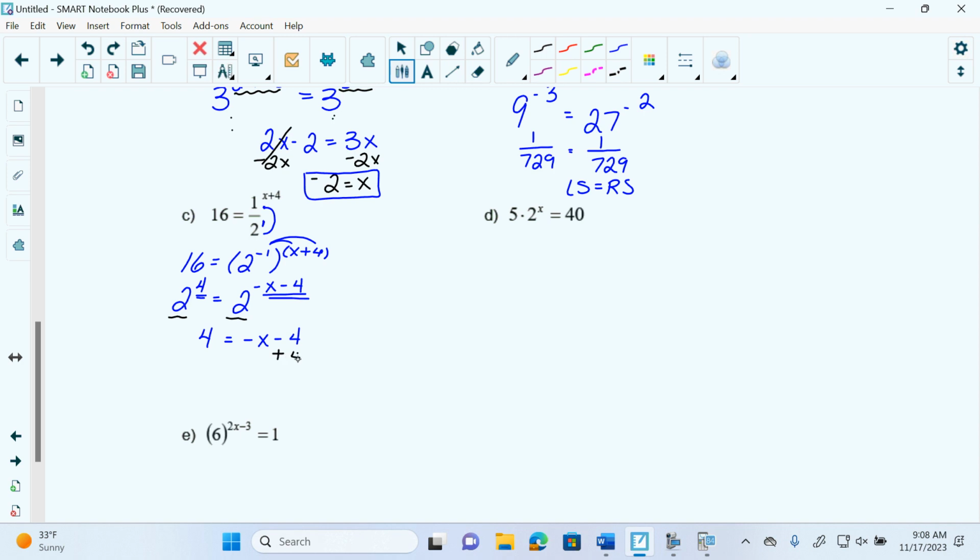Add 4 over. 8 equals negative x. Divide by negative 1. X equals negative 8. And then we can check it.